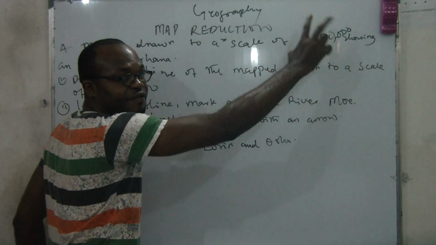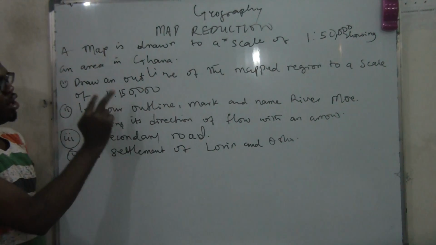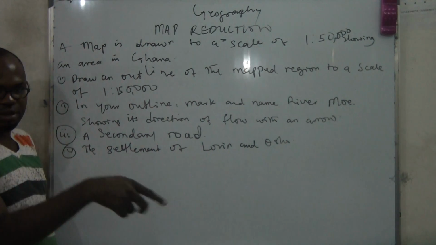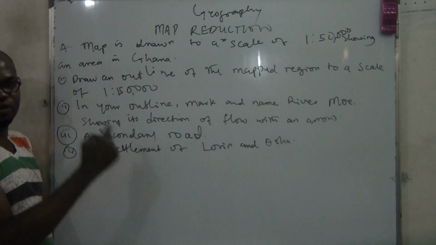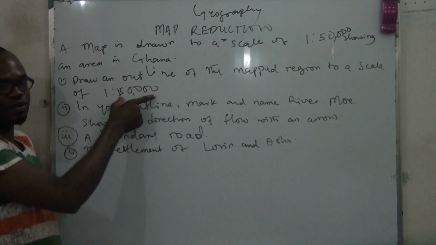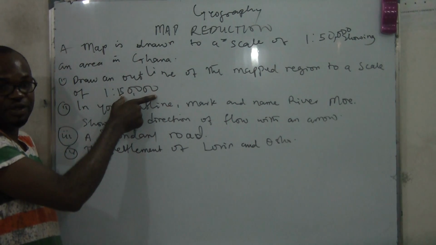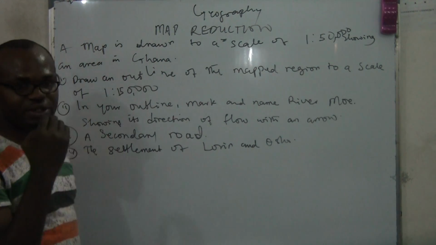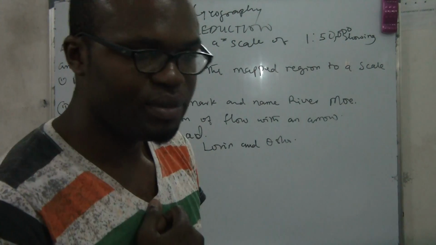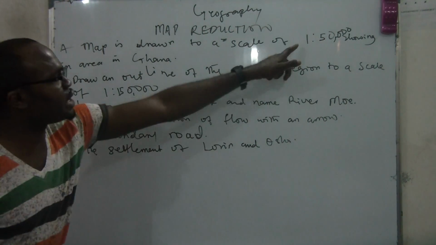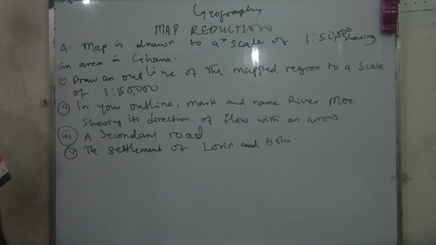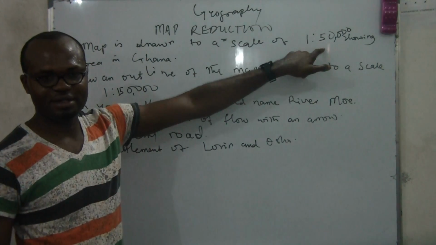The denominator of the given is 50,000. Then the denominator of the one that you want to draw now is 150,000. So which one is bigger? The denominator of this one is bigger. So you're supposed to do what? Reduce. Is that clear? But of these two scales, which one is the bigger scale? This one is bigger.